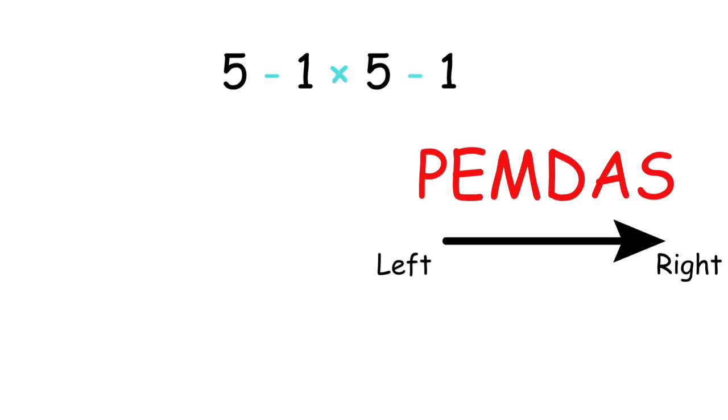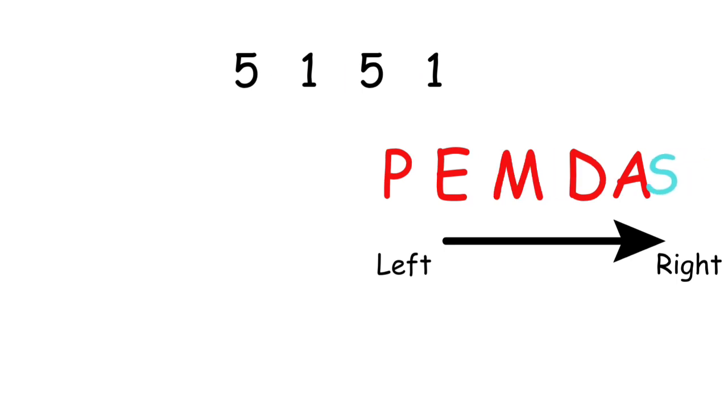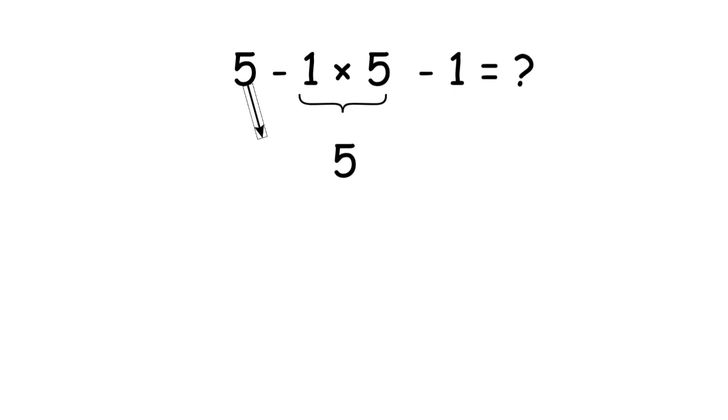All right, in this expression, we have 1 multiplication and 2 subtractions. Remember that according to PEMDAS, first we have to solve multiplication, okay? All right, 1 times 5, which equals 5, and the remaining are 5 and this minus 1. So our equation becomes 5 minus 5 minus 1.